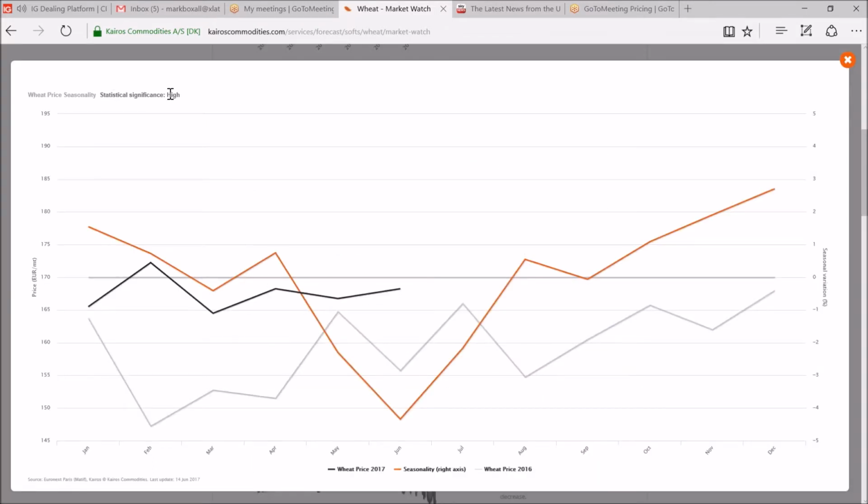The important thing here is that the statistical significance is high. The orange line on there is the average graph over many years of what wheat does in a typical year. And so the price of wheat does follow that quite significantly. Between April and June, for example, it drops by about 4%, and then June to August it increases again by about the same amount.